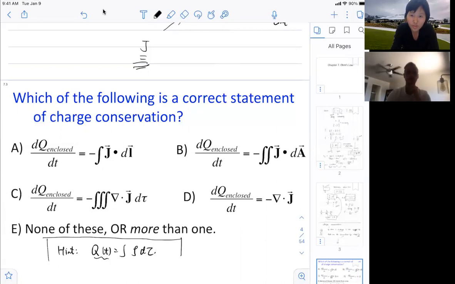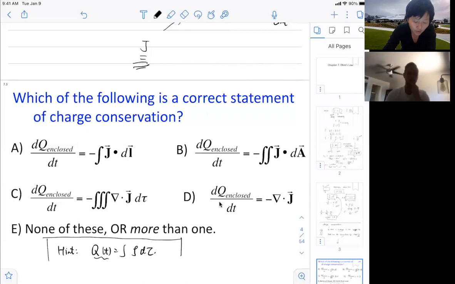Okay, it looks like we gathered the majority of the votes already. Any last minute vote? Just a few more seconds. Okay, let's take a look. Which one of these will describe the language we just used about charge conservation?